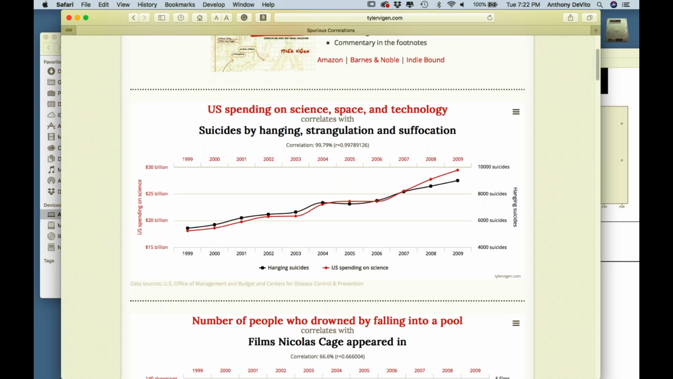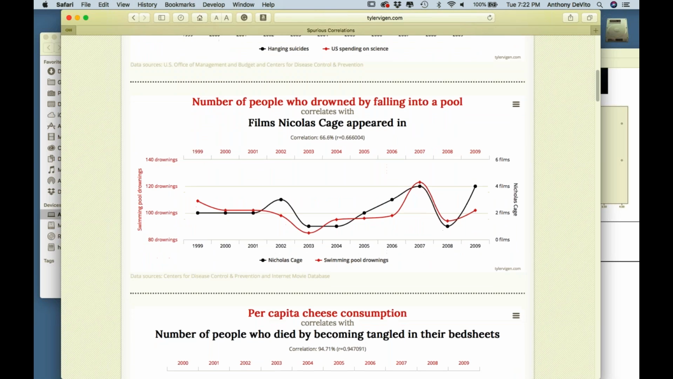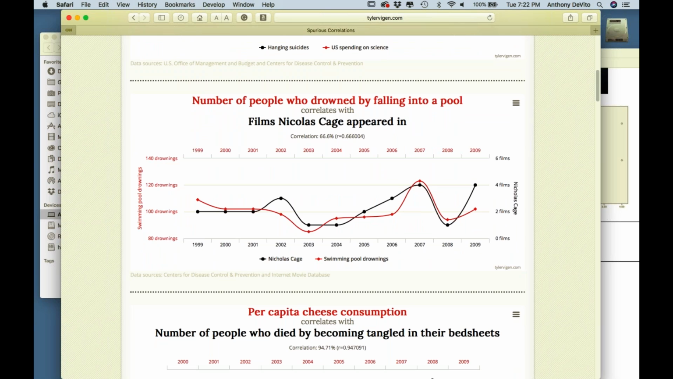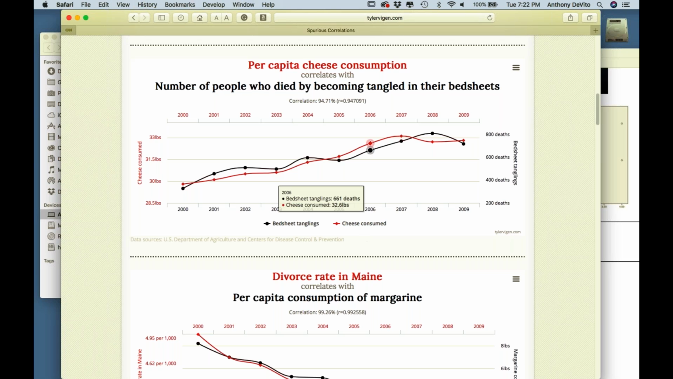Pretty close association there, right? Does that mean one's causing the other? Strong correlation, but not necessarily caused by the same thing. Number of people who drowned falling into a pool, and the number of films Nicolas Cage appeared in that year. How about the number of people who died by becoming tangled in their bed sheets, and the per capita consumption of cheese? Almost a perfect association over about how many years?